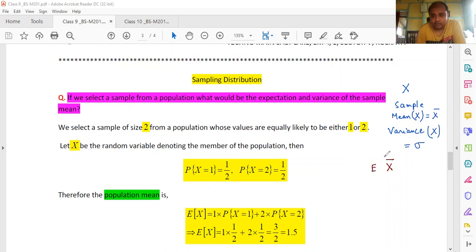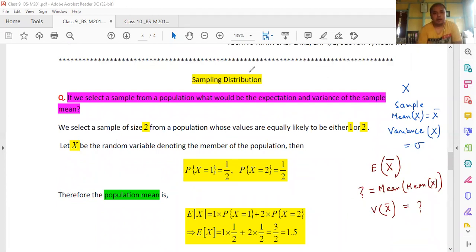Now, they are asking us to find the expectation of this sample mean. Originally the variable was X, and now we have a new variable, which is X bar. We are going to calculate the mean of X bar, and also the variance of X bar. This is the question they have asked: how are the sample mean and variance distributed, and what are their expectation and variance?